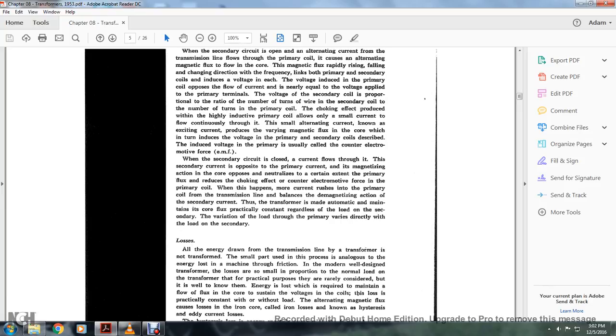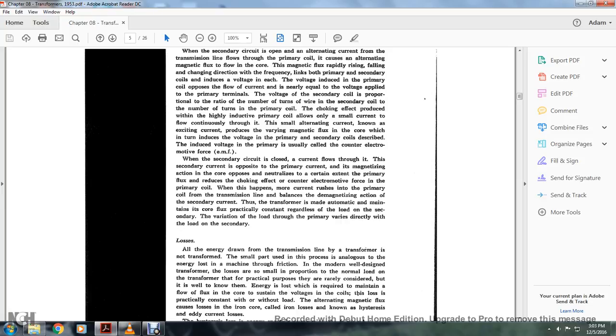The choking effect produced by a highly inductive primary coil allows only a small current to flow continuously through it. This small alternating current, known as the exciting current, produces the magnetic flux in the core, which in turn induces the voltages. The voltage induced in the primary coil is what is called the counter electromotive force.